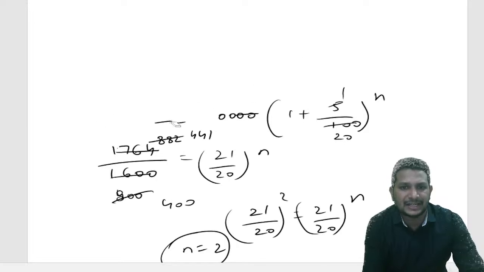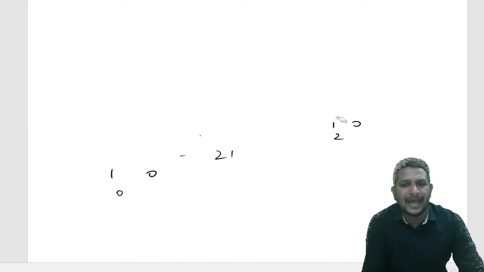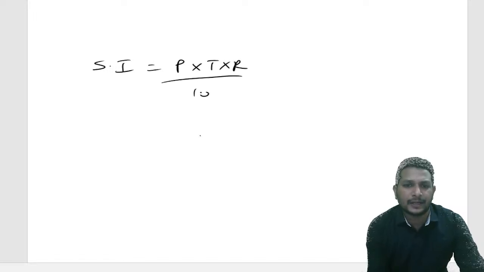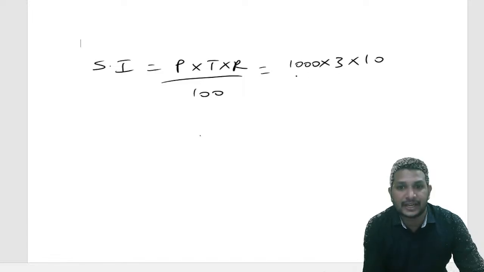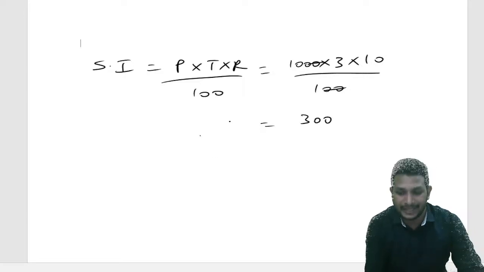So let's first calculate the simple interest for that amount. Simple interest, as we know, the formula is P into T into R by 100. What is the principal they gave? 1,000. The time is 3 years and the rate of interest is 10. Two zeros will be gone. 30. 300 rupees. They got the interest.